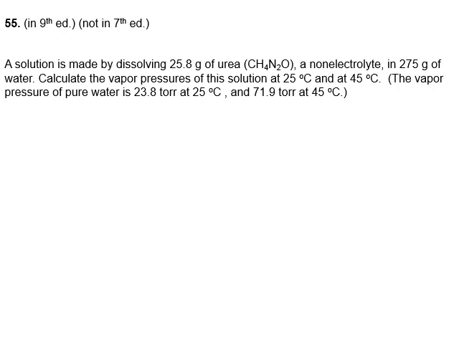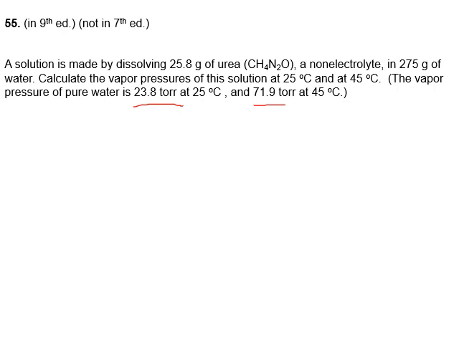Okay, a solution is made by dissolving 25.8 grams of urea, a non-electrolyte, in 275 grams of water. Find the vapor pressures at 25 and 45. And then they give us the pure water vapor pressures at those two temperatures. So we're going to use a simple form of Raoult's law, which is going to be the pressure of the solution, which is what we're trying to find at two different temperatures. But it's just the same problem done twice. It is going to be the mole fraction, which we'll figure out once and use in both parts, multiplied by the pure vapor pressure.